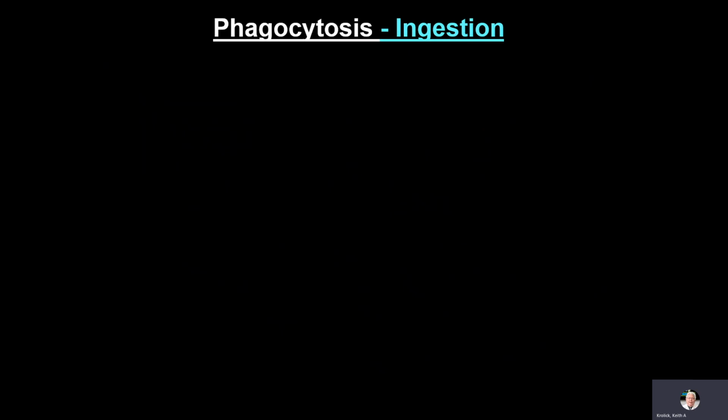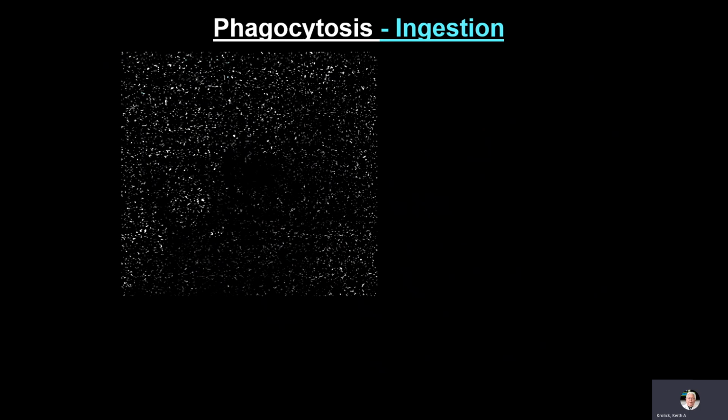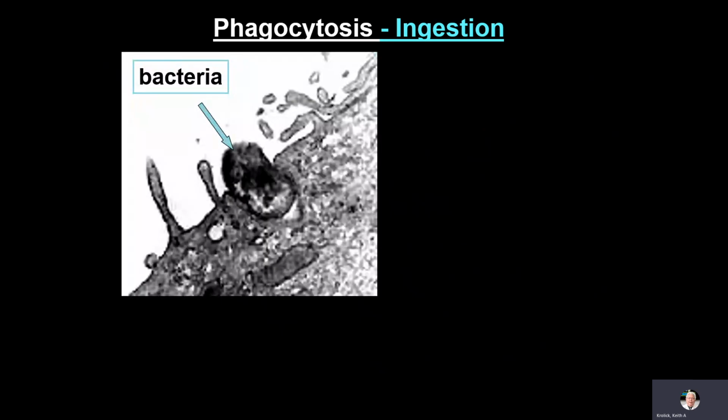So first we have the ingestion aspect of this activity, where we have, here's an example. This is an electron micrograph that's showing a bacterial cell. That's this little oval sort of thing here. And it's come into contact with a phagocytic cell. Now this is just a crescent of that cell. It's not the whole cell itself. The whole cell would just circle around and be off the screen. You wouldn't even be able to see the whole thing.